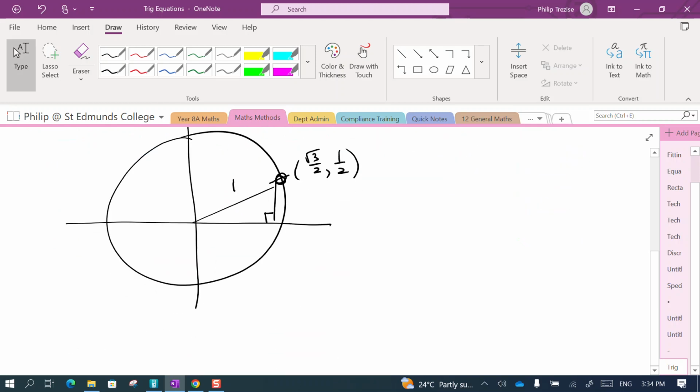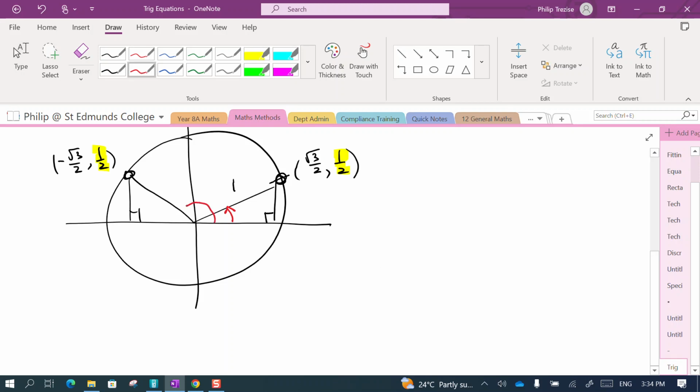Now that point isn't unique. We know that point can travel around the circle. This solution here is just one solution. We could have another point on the circle symmetrically over here in the second quadrant, and we would get the same sized triangle. The coordinates of this point would be negative √3/2, but still positive 1/2. Remember, sine is the y coordinate of the point on the circle. Both of those have sine of 1/2.